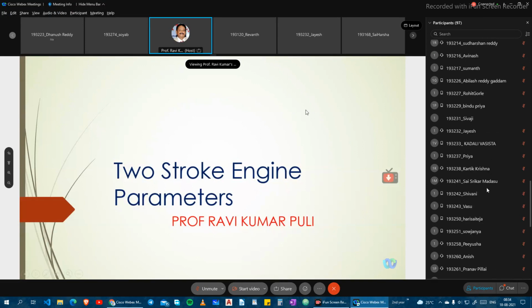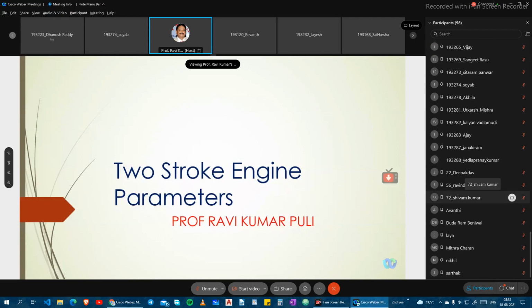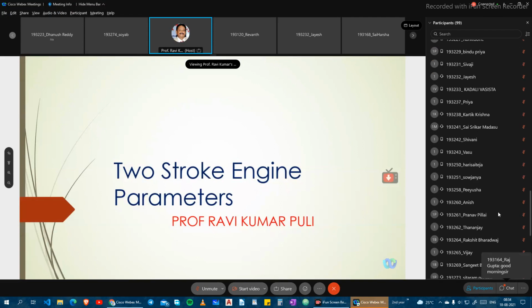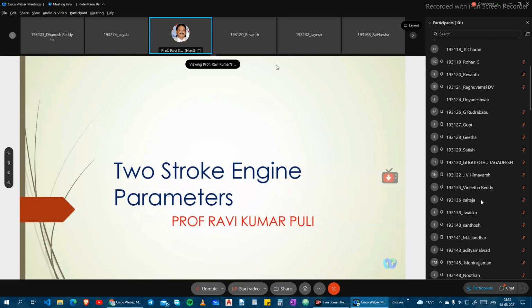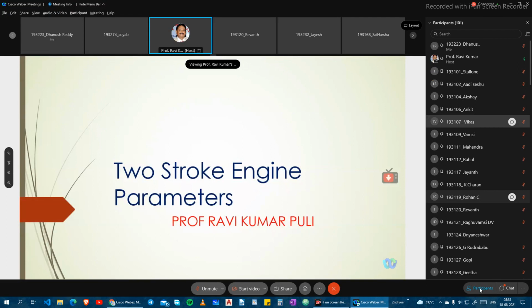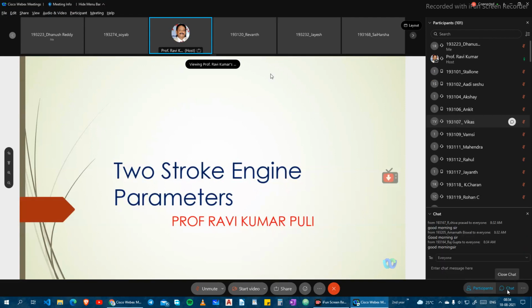Today we'll discuss two-stroke engines and their parameters. Basically, in two-stroke engines we have only two strokes: one is an upward stroke and another is a downward stroke. Basically, what happens in this? This is a timing diagram. I already sent some videos about the two-stroke engine operation, so you will know how the two-stroke engine works. In a two-stroke engine, there are the power stroke, upward stroke and downward stroke.